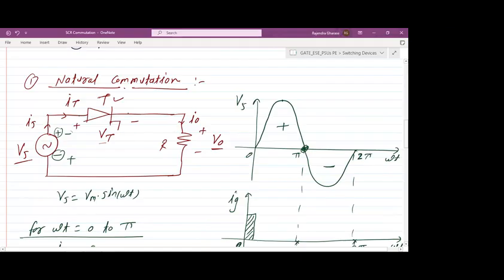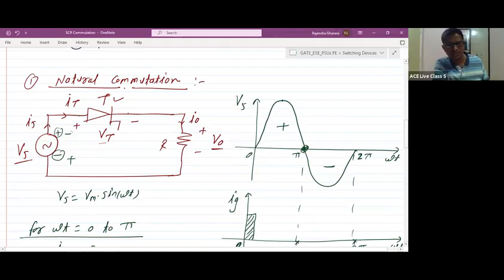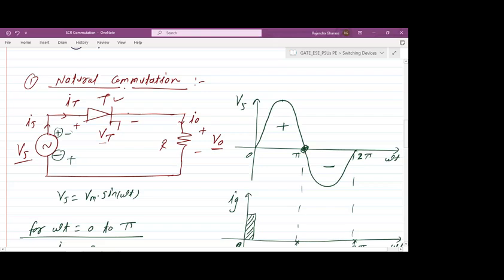So it gets off now, sir? Yes, it will be in the off state, because for that time it is in the off state, the negative cycle. That's why. And for the next positive cycle, the gate should be applied. Otherwise, it should be off.